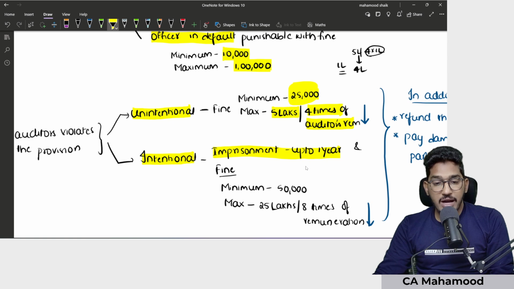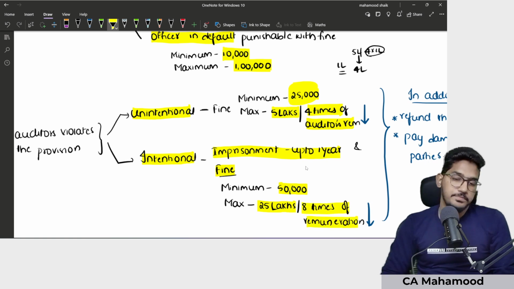In addition to that, you even have to pay a penalty. In this case, the minimum penalty will be 50,000 rupees, but the maximum penalty can go up to 25 lakh rupees or 8 times the remuneration of the auditor.